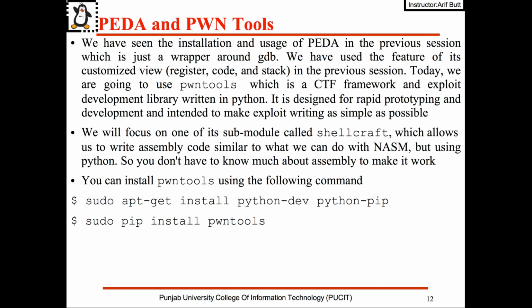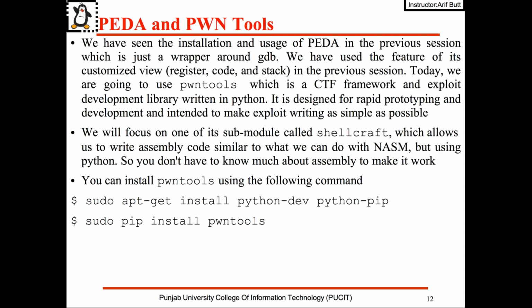Well, it is designed for rapid prototyping and development and intended to make exploit writing as simple as possible. And since our main target is writing our own shellcode, we will focus on its submodule called shellcraft, which allows us to write assembly code similar to what we have done in assembly using NASM. But this time we will be using Python. So you don't have to know much about assembly to make this work. However, you need to have a working background of Python.